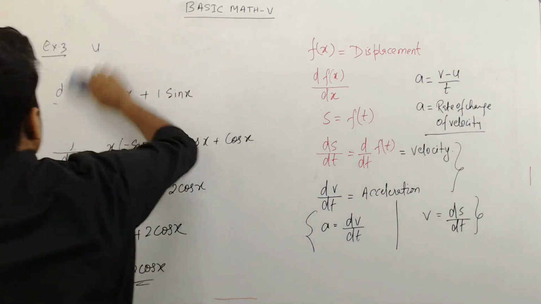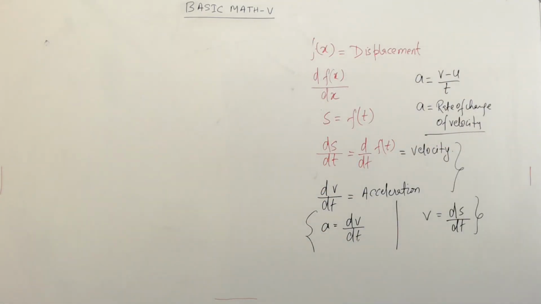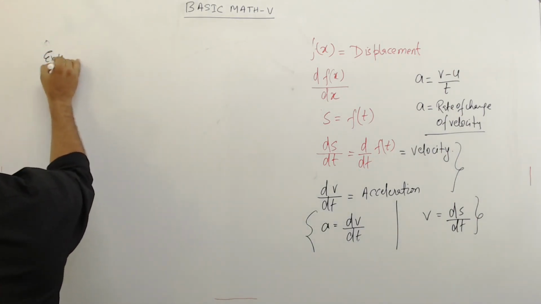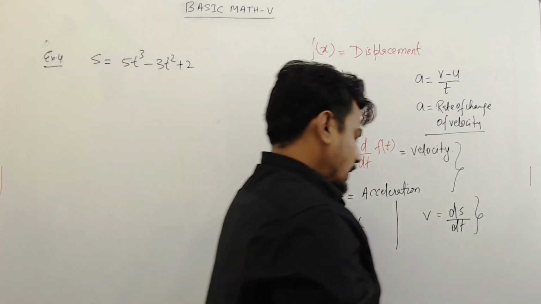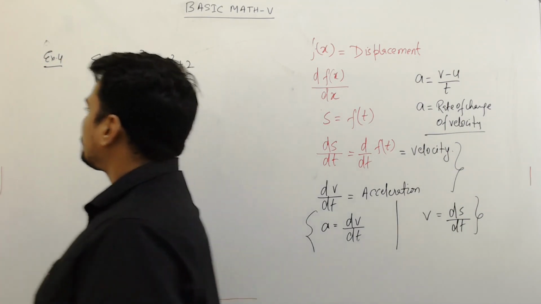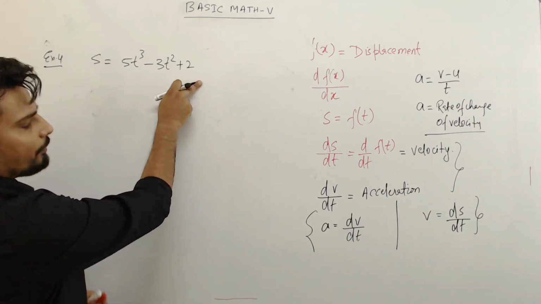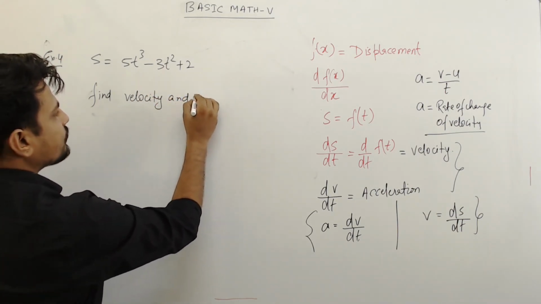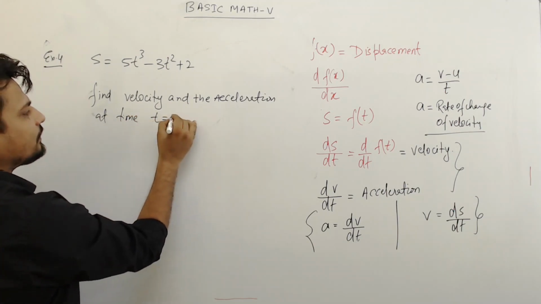Let's say I put across a question for you. You can just note it down. Meanwhile, I will write the question. So let us say I have example 4. Displacement, if I write as 5t cube minus 3t square plus 2. Now, I want you to find the velocity and the acceleration at time t equals 2. The question could be like this: this is the displacement of a body with respect to time t. Find the velocity and the acceleration at time t equals 2 seconds.